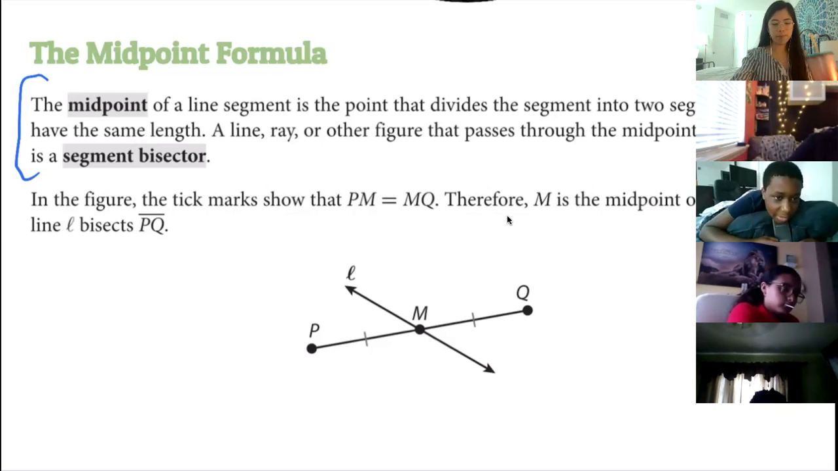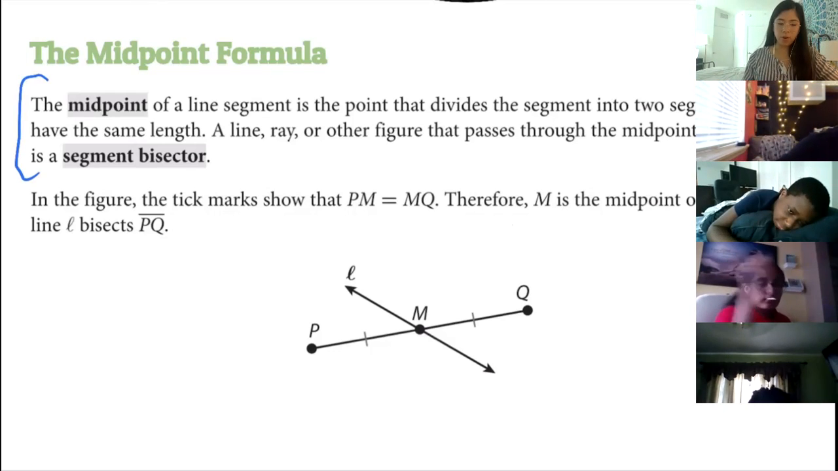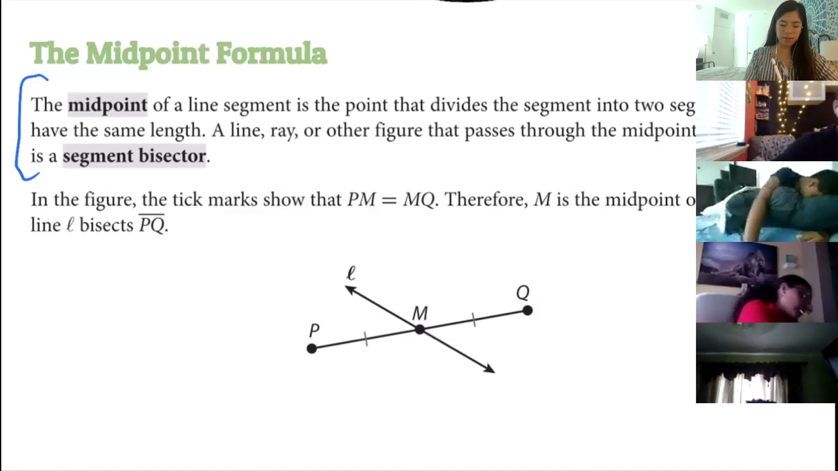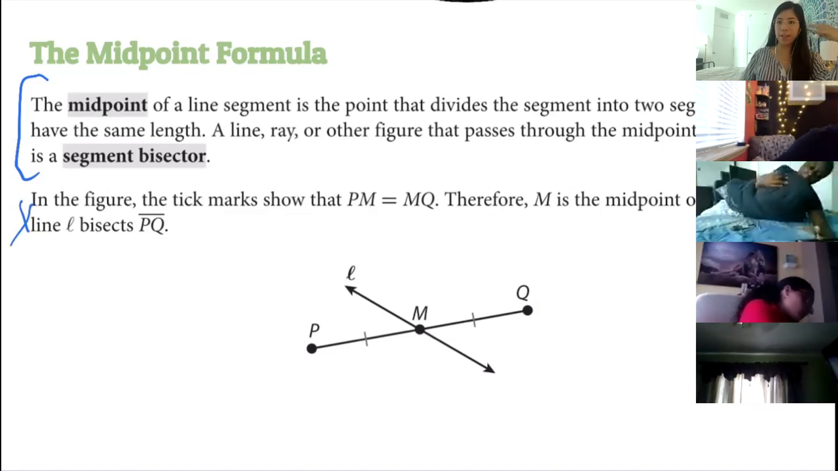The midpoint of a line segment is the point that divides the segment into two segments that have the same length. A line, ray, or other figure that passes through the midpoint of a segment is a segment bisector. Nice. Okay. So you only need to write down those two sentences. You do not need to write down the rest of it. So start by just writing that down, and then we'll explain everything.